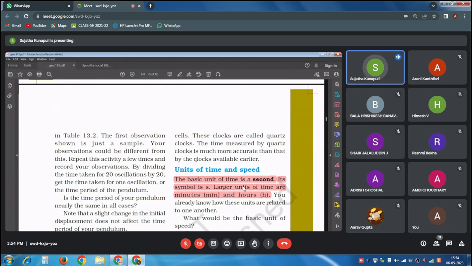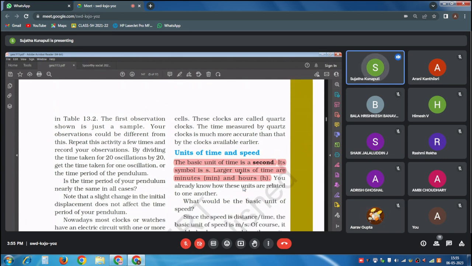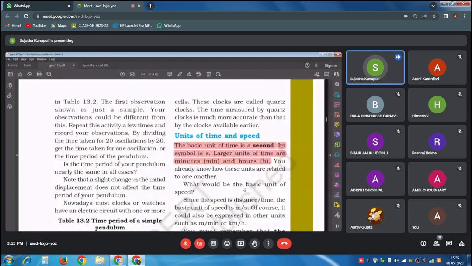So, unit of time and speed. The basic unit of time is seconds. Its symbol is s. Larger units of time are minutes and hours. If you are checking for time, we will write either time in hours, minutes, or seconds. We will denote time with those units only. You already know how these units are related to each other.